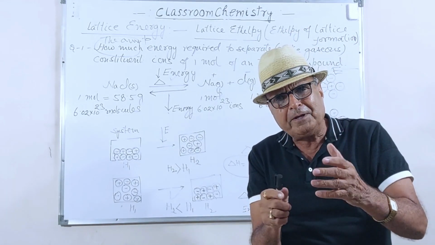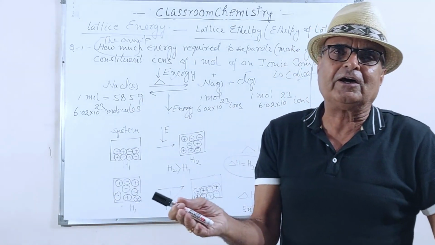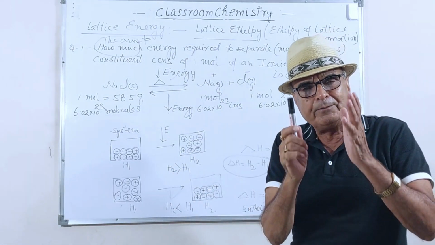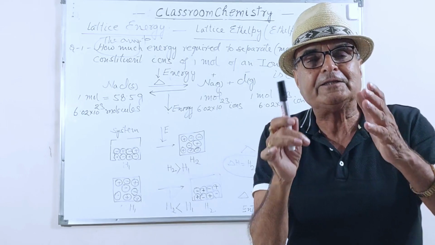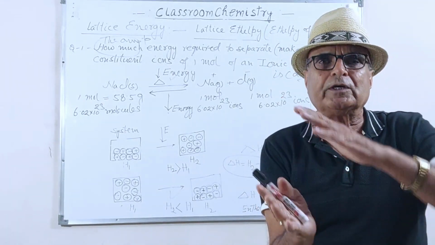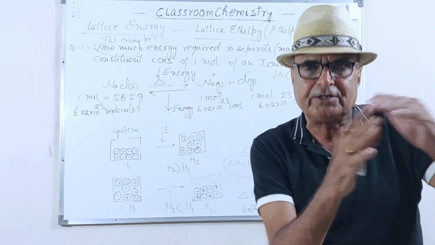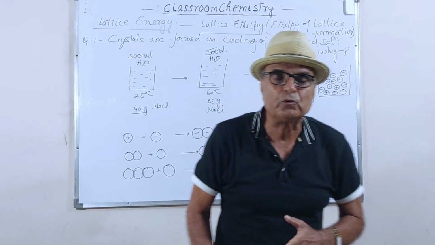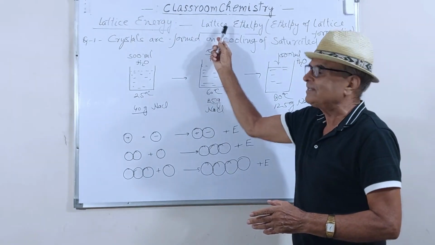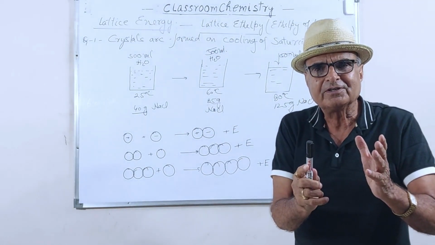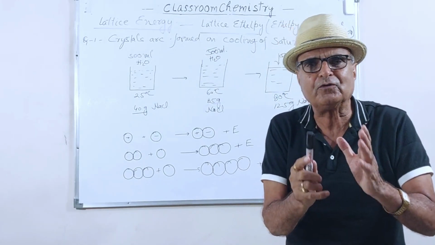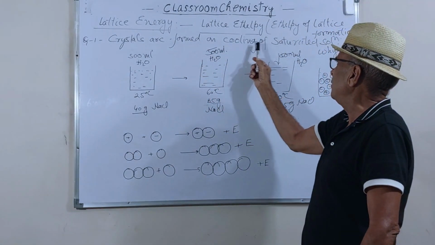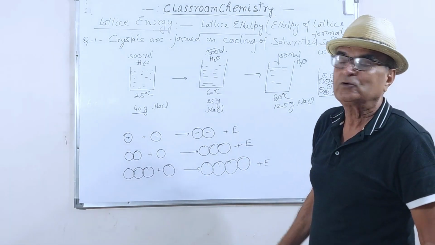Now I am going to explain by the second method of the lattice energy. This was the gaseous state. Now I am taking the help of the solution, by way of crystallization. How does crystallization take place? I have some questions to explain to you. It is the second method to explain the lattice energy or lattice enthalpy. For this, I also have a question for you: crystals are formed on cooling a saturated solution. Why?